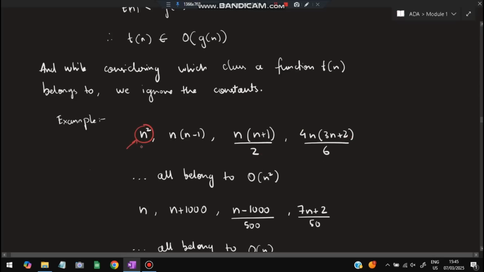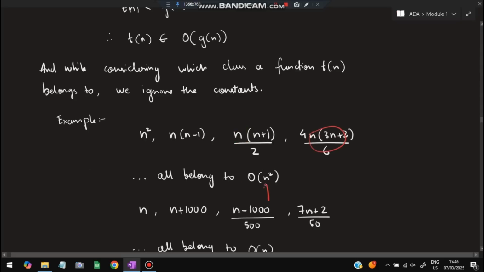N square, it is obvious here, it is n square only. If the time function given is n into n minus 1, if we expand this, it becomes n square minus n. You have to take the maximum one, which is n square, and ignore the minus n and everything. So this also is n square. Here n square plus n by 2, again n square is the maximum one, so you take n square. 4n into 3n, which is 12n square, plus 8n, divided by 6. So n square came here, that is the maximum one, we will take n square.